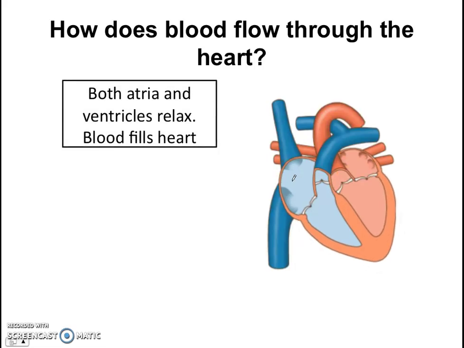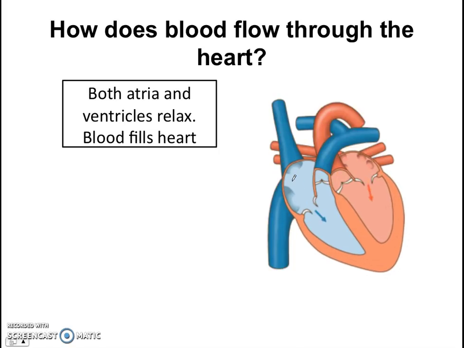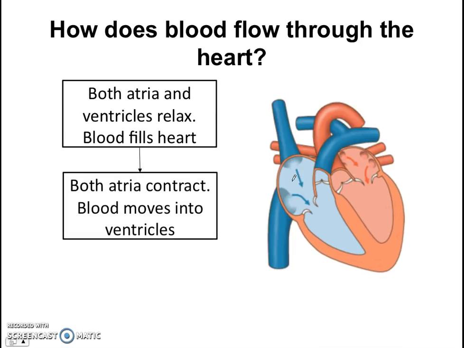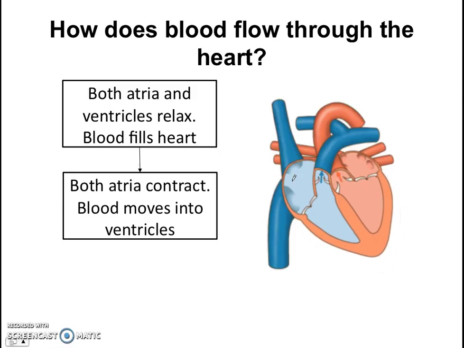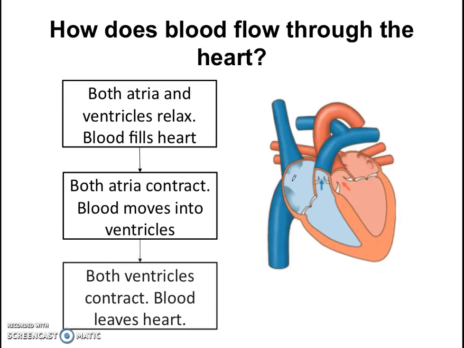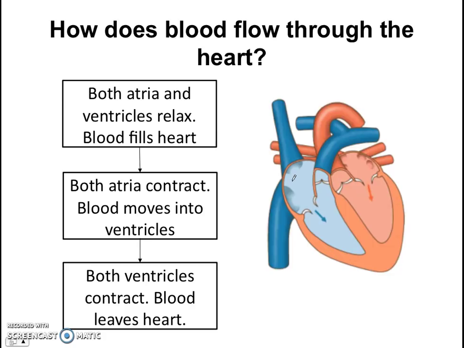So the first phase is that both the atrium and the ventricles will relax. So the whole heart relaxes, and when the heart relaxes, blood can fill up the heart. Then the next stage, both the atria will contract, and this will push the blood from the atria into the ventricles. And finally, both the ventricles will contract and the blood will be pumped out of the heart.